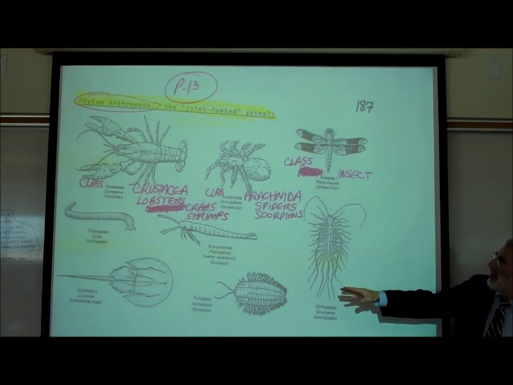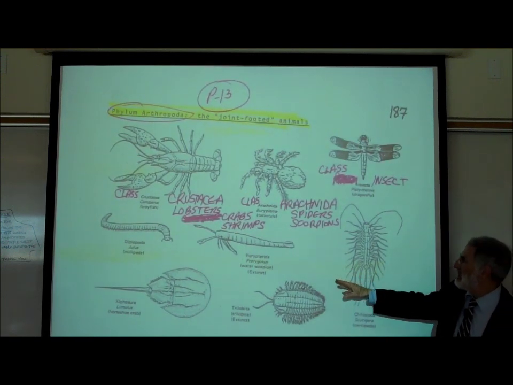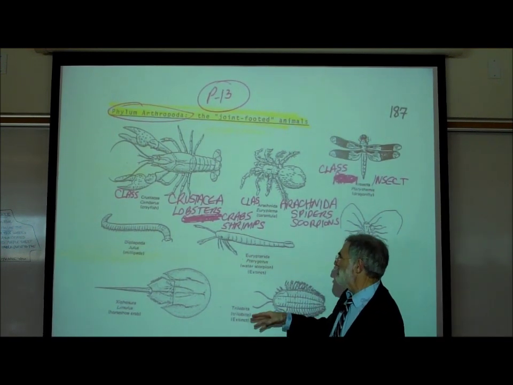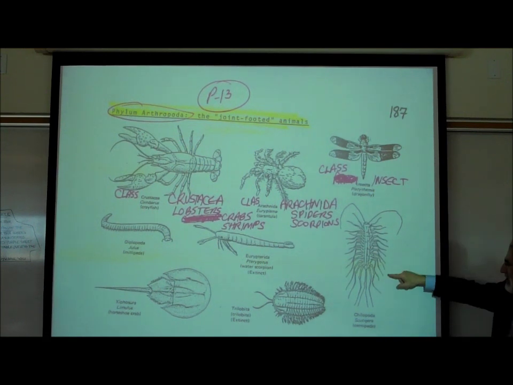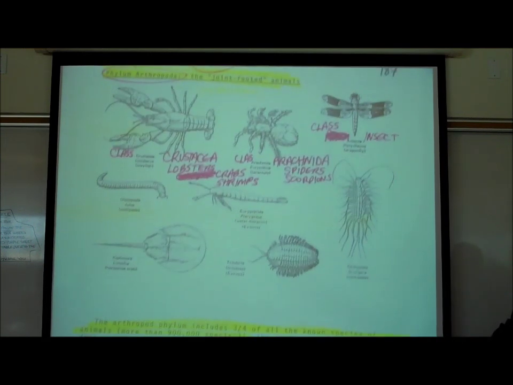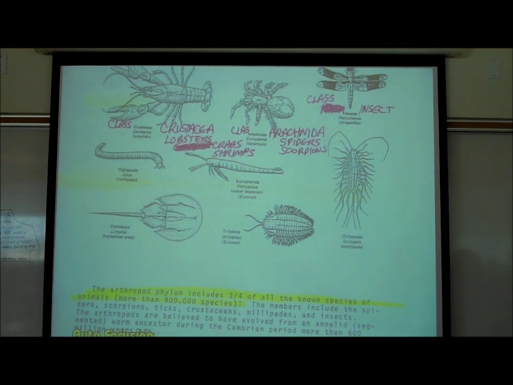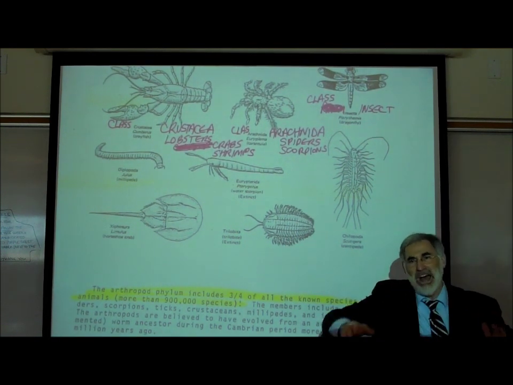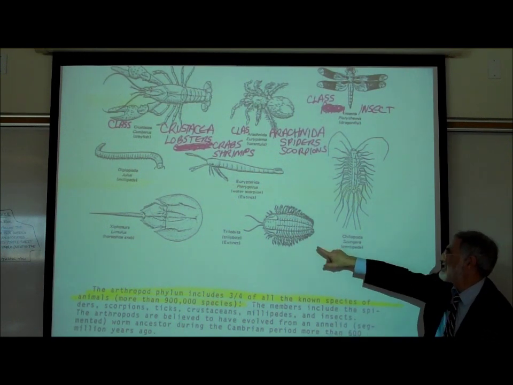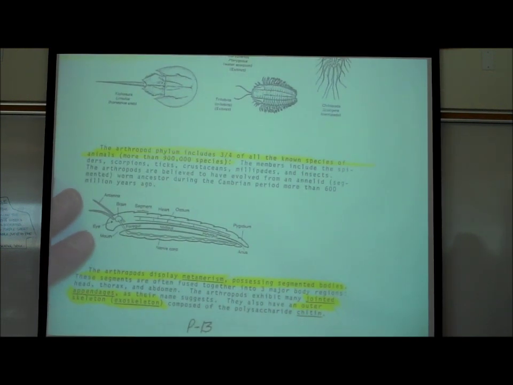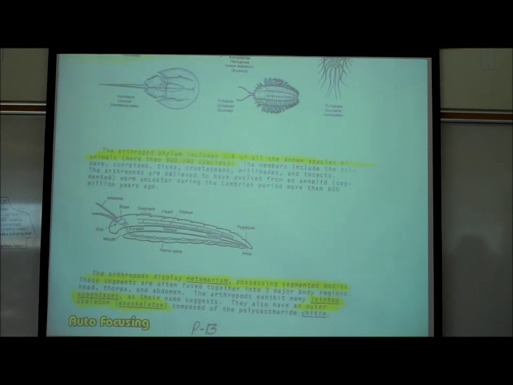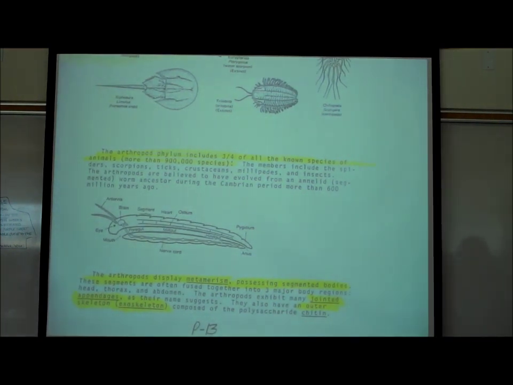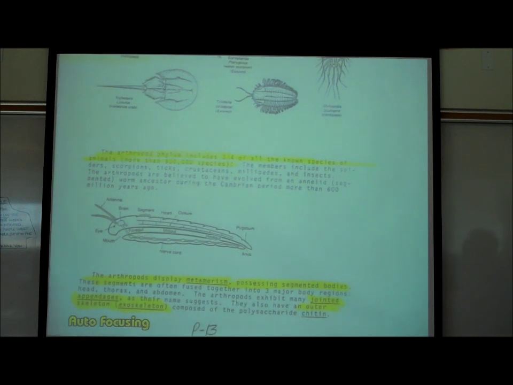Now, there are other classes of arthropoda that we're not going to talk about, including centipedes and millipedes. And you may have heard of an ancient, extinct group of arthropods called trilobites. If you ever heard of these fossils called trilobites, that's an extinct group. I'm not asking you to know them. On the bottom part here, we pointed out just before the break that 3/4 of all the species of animals are in phylum Arthropoda. That's why it's so important.